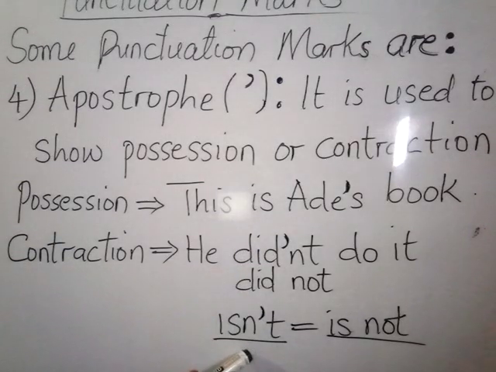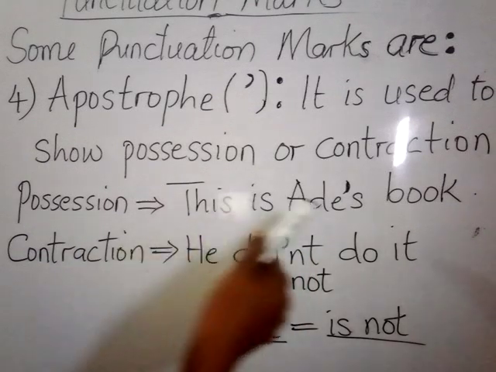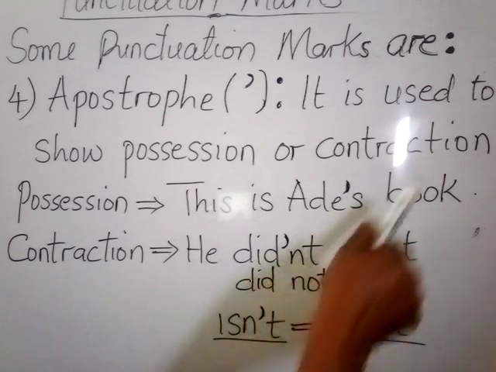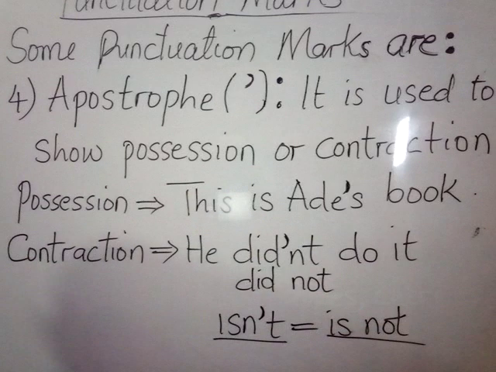So that's what we mean by contraction, and this is another area where apostrophe is used. Possession and then contraction. This is my father's house. You use apostrophe after father, and then you add your s. My father's house, my mother's room. Okay?